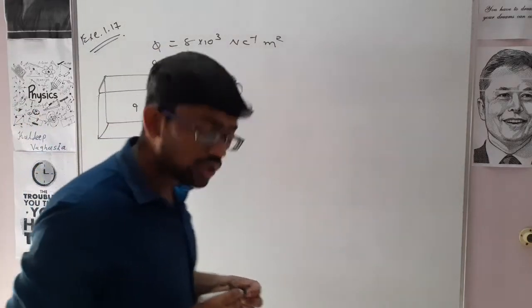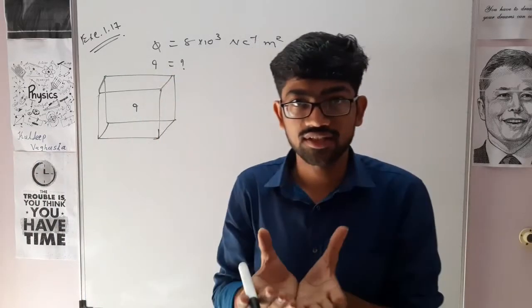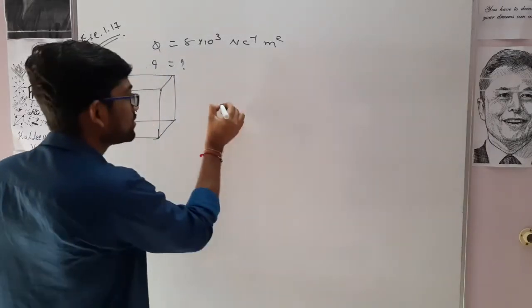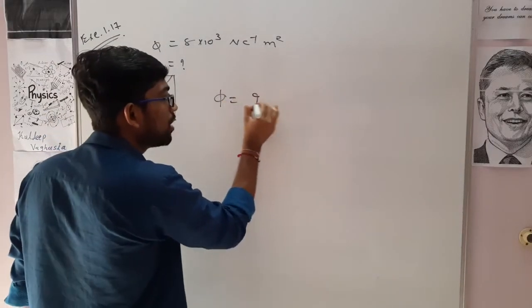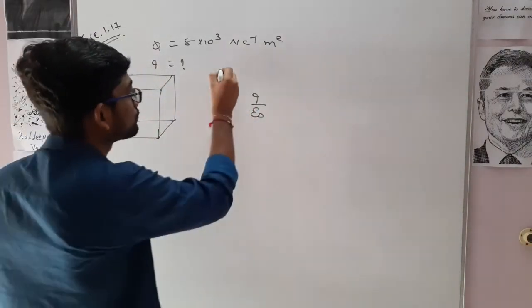Now see, what is the Gauss law? Gauss says that if in a closed surface the charge is present, then its flux is nothing but phi is equal to q by epsilon naught. Yes or no? This is according to Gauss theorem.